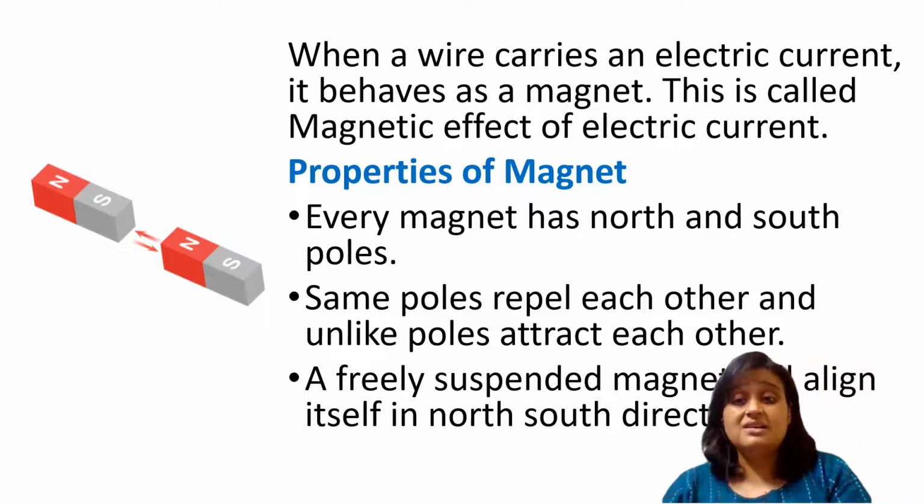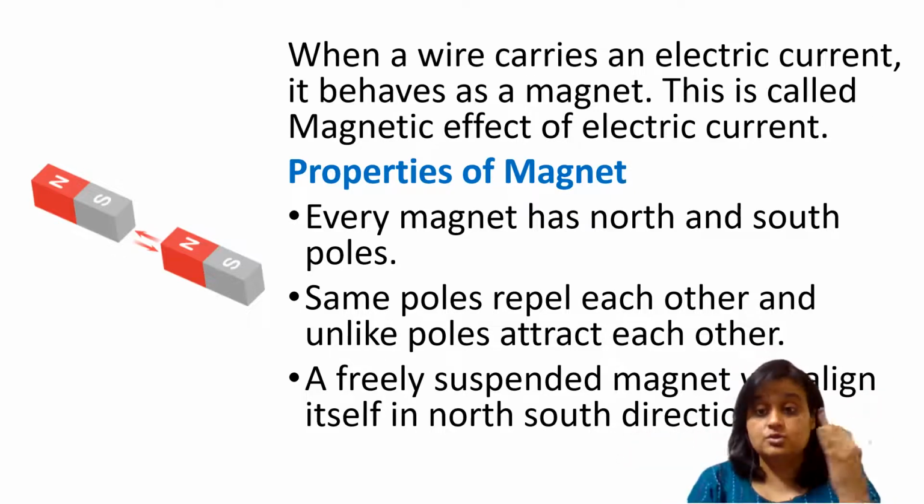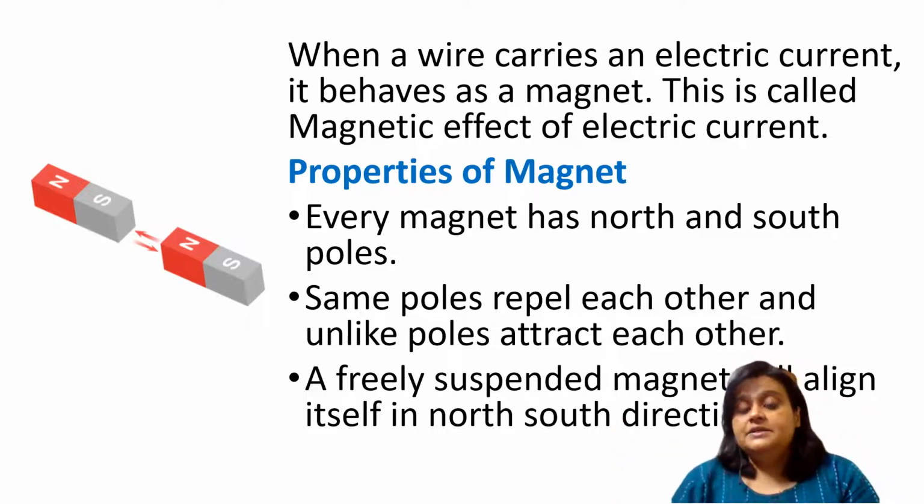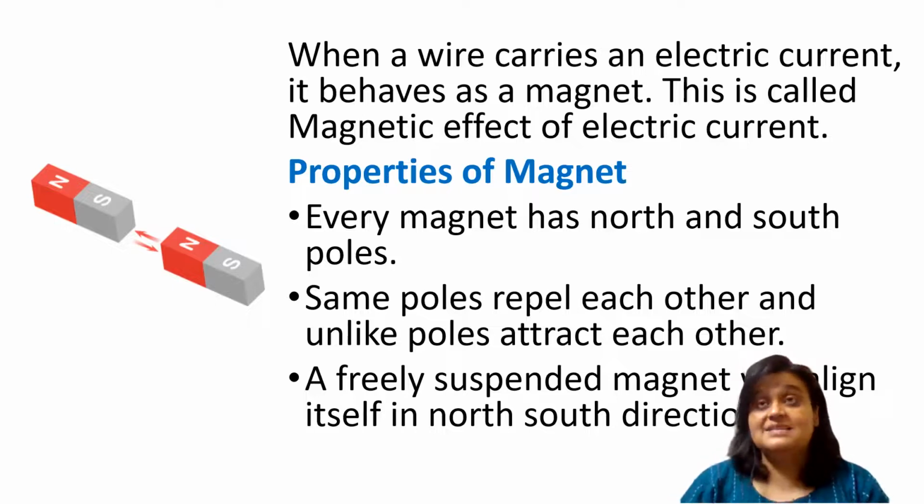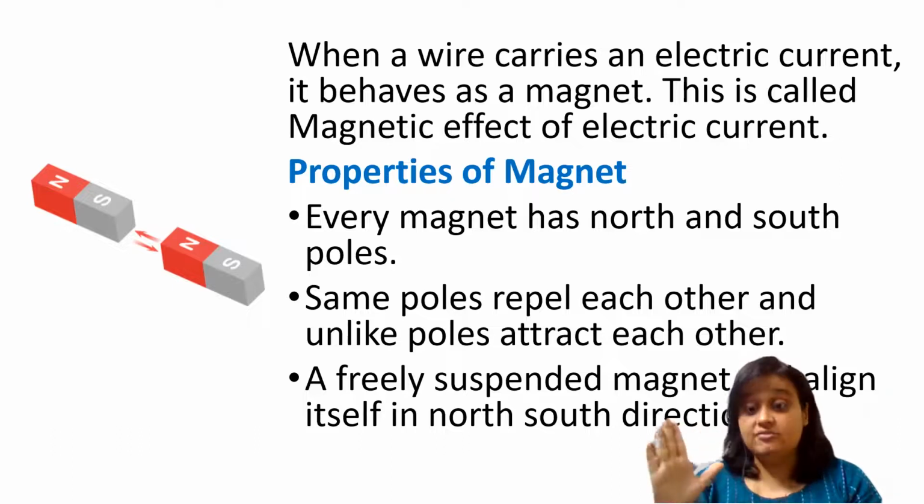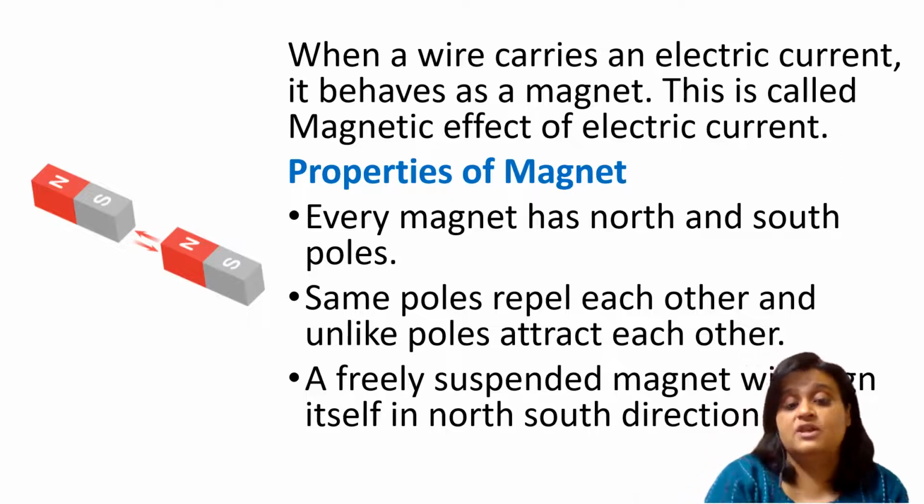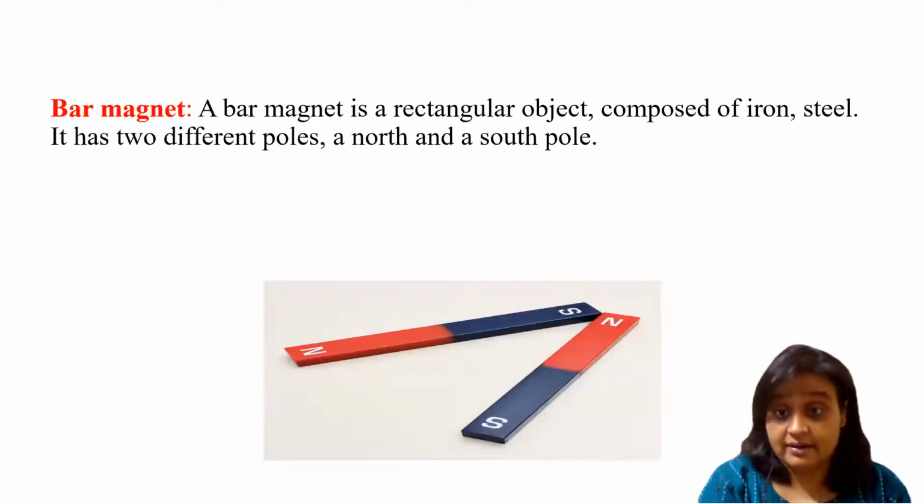So there are some properties of the magnet. In every magnet, we know there are two poles, north and south. As I've just told you, like poles repel each other, and unlike poles attract each other. And if you have a magnet suspended freely, it will always direct itself towards the north direction. That is also one of the natures of a magnet that we have read earlier as well.